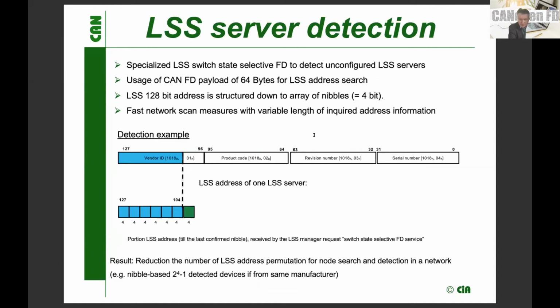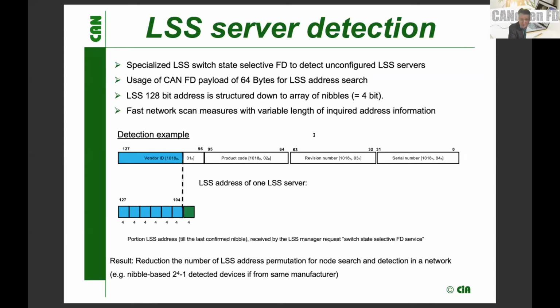And a very interesting feature provided today for identification of the devices in the network, helping to configure them subsequently, is the introduction of a service with capabilities for making this identification. The service occurs in state switch selective and allows detecting unconfigured devices and detecting, in general, all LSS capable servers on the network.